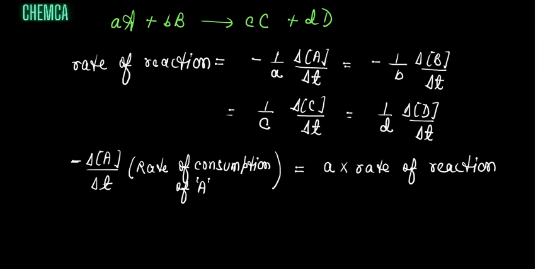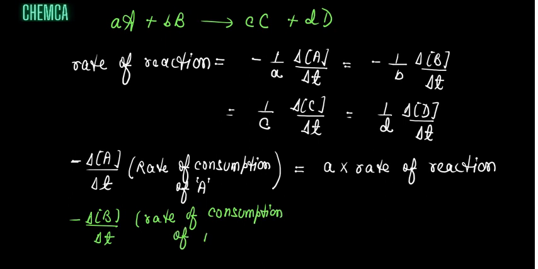Likewise, we can find out the rate of consumption of B. The rate of consumption of B would be equal to small b multiplied with the rate of reaction. Similarly, we can go for the other two parts, that is for products C and D.